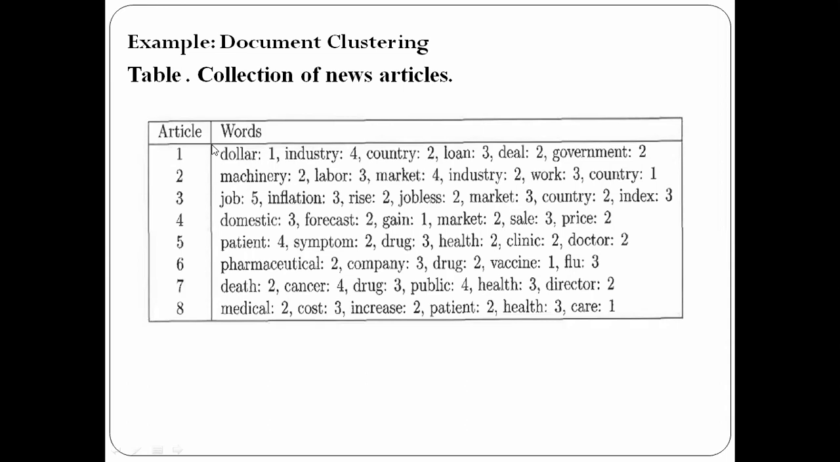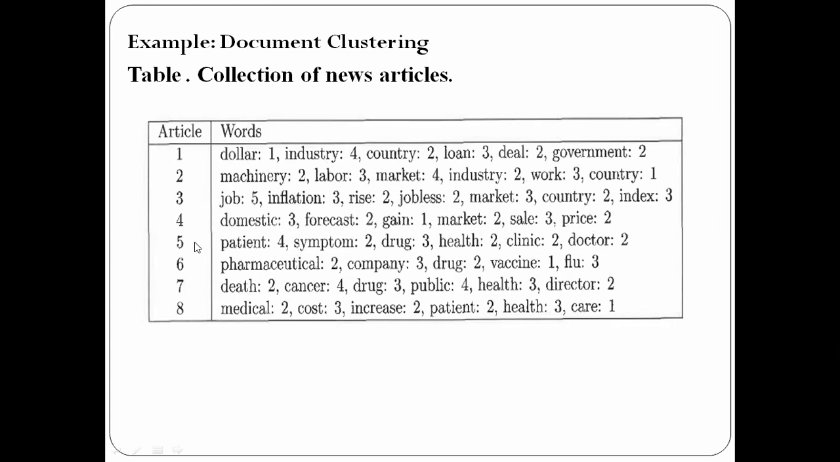Now say I want to divide this data into two clusters. If you look at the words present in articles 1, 2, 3, 4, that is dollar, industry, country, market, industry, market, jobless, forecast, and market, all these things are related to economy. So I can group these first 4 articles as the economy cluster, since they are related to the economy of a country.